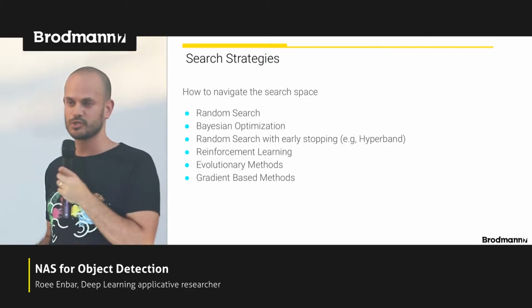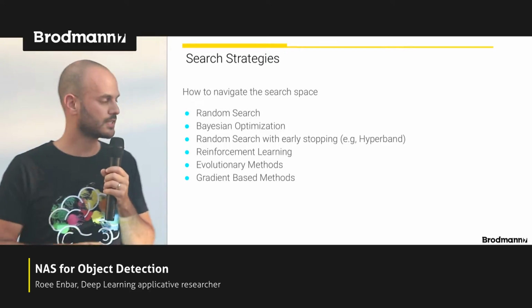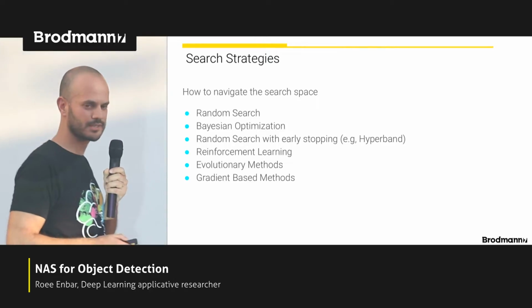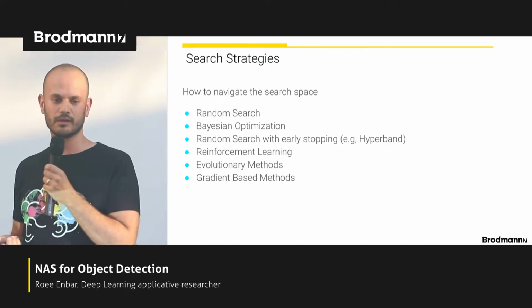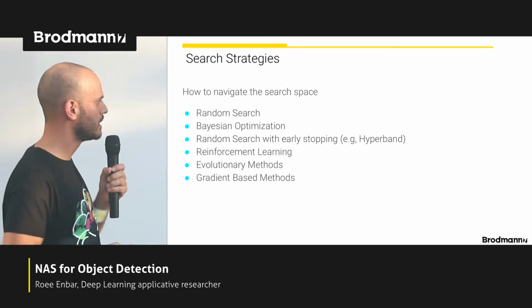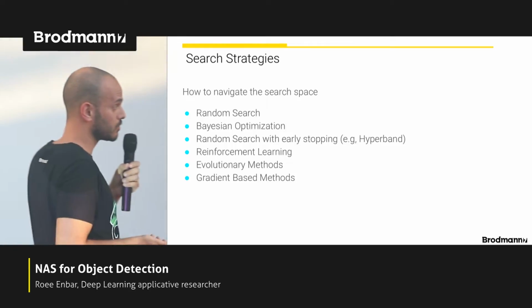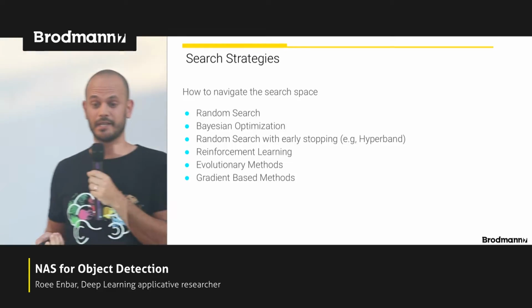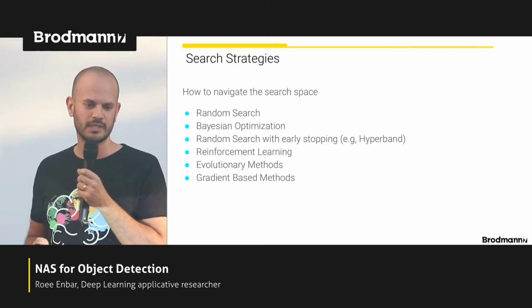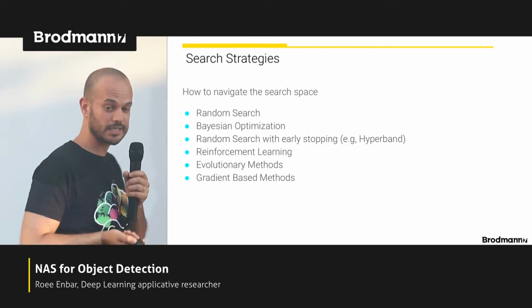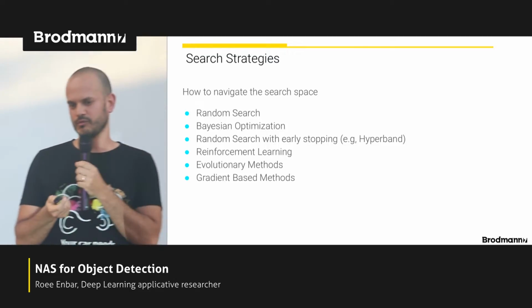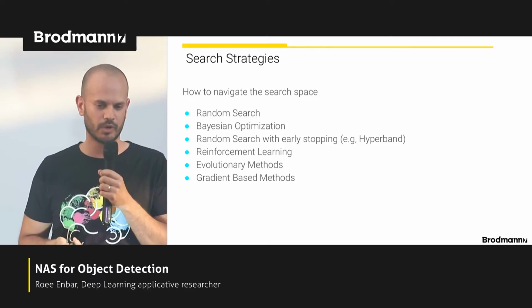The first one is random search. It's pretty self-explanatory. I just sample out of my space and hope for the best. I can use Bayesian optimization, which has been utilized, and it has its advantages. I can use early stopping with random search, which surprisingly is very competitive with the state of the art. I can use reinforcement learning, evolutionary methods, and gradient-based methods. And for the last 3, I'm going to touch upon a little bit later.